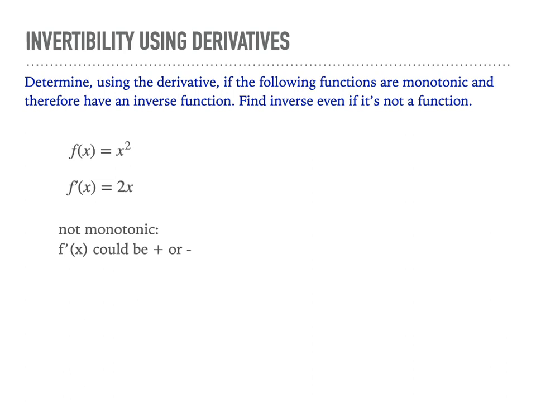And because we know that f of x is not monotonic, we also know that the inverse of f of x isn't a function. And for a function to be considered invertible, that has to be true. And because that isn't true, we know that f of x is not invertible.